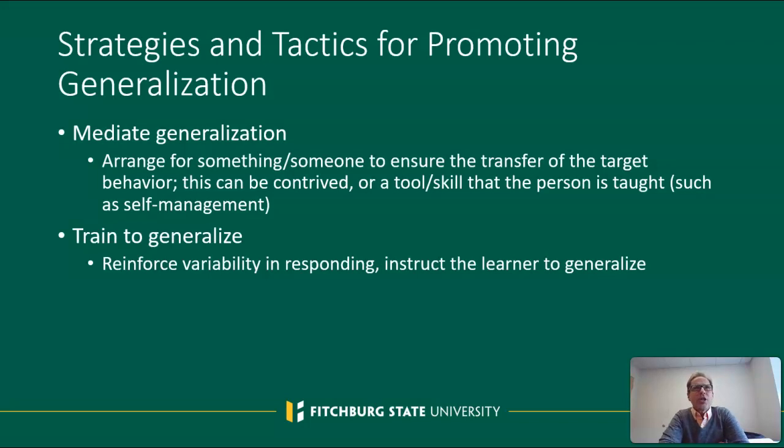Some additional strategies and tactics for promoting generalization can include mediating generalization. And this can be arranging for something or someone to ensure the transfer of the target behavior. And this can be contrived, or it can be a tool or skill that the person is taught, such as self-management strategies. So if we go back to our example of trying to teach someone to order from a restaurant, we can do that in our clinic or in our school, and we can have them trying to order off of a menu, and we have some menu that we made up.